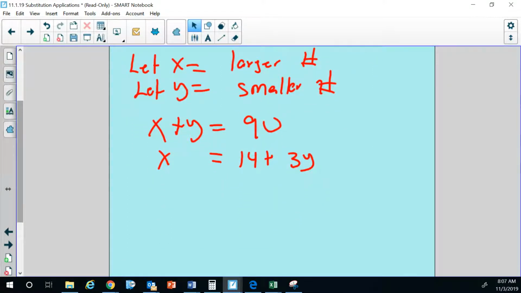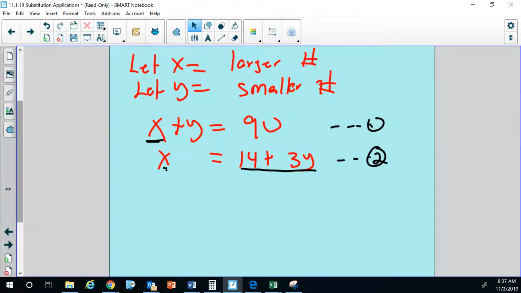Now, let me call this equation 1, and that is equation 2. If you look at equation 2, x is equal to something. It explicitly states that x is equal to 14 plus 3y. So that's my key. That's the one I'm going to substitute into the first equation. Wherever I see x in the first equation, I'm going to replace it with what x is equal to, which is 14 plus 3y.